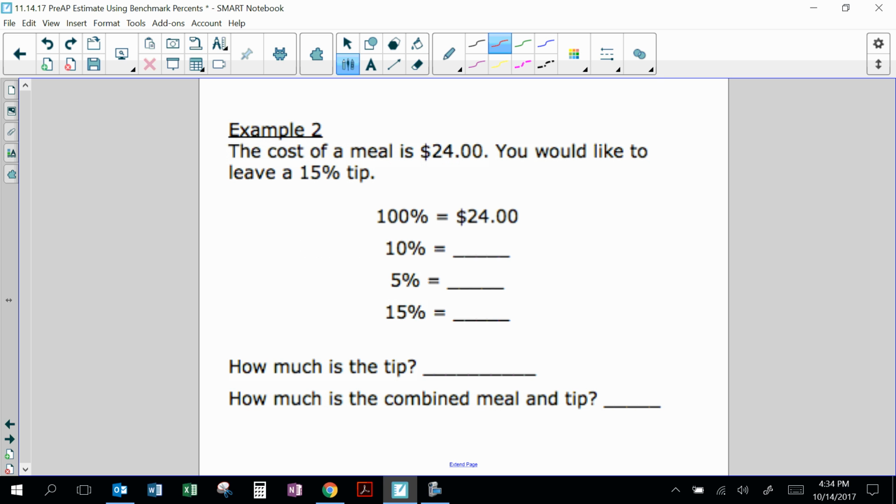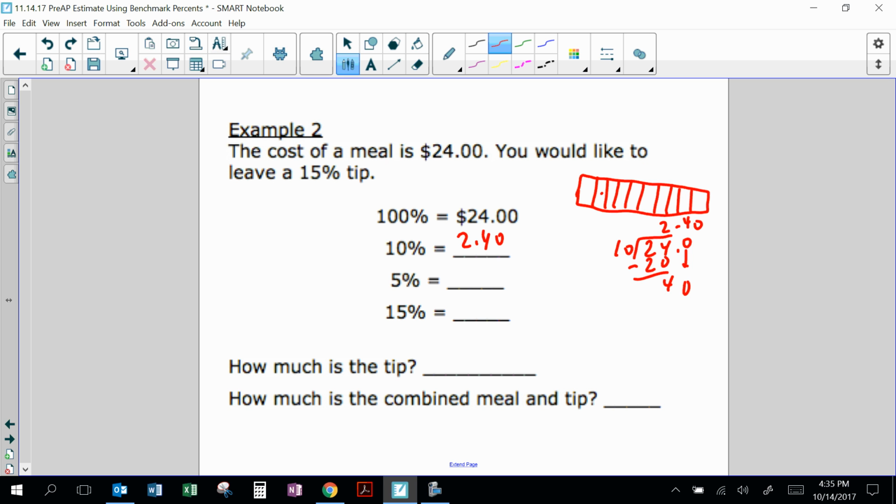And our last example: the cost of a meal is $24. You would like to leave a 15% tip. So what's 10% of $24? Let's think. If you have a bar, I'm going to break this into 10 equal sections. Each section will be 10%. So I need to break $24 into 10 sections. 10 goes into 40 four times. So that means it's $2.40. Every 10% is $2.40.